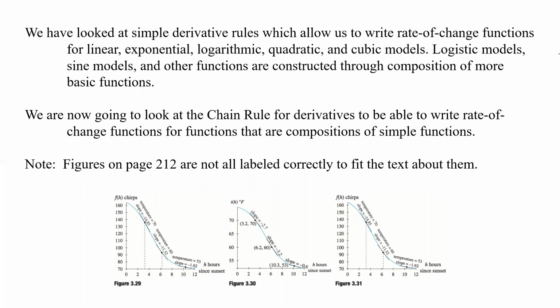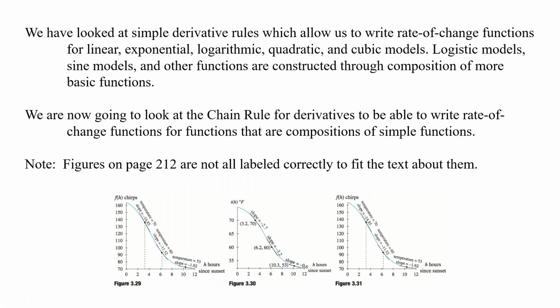But now we're going to look at logistic and sine models and other functions that are constructed through composition of more basic functions. So we're going to look at those composed types of functions. And so what we're going to do is look at the chain rule for derivatives to be able to write rate of change functions for functions that are composition of simple functions.